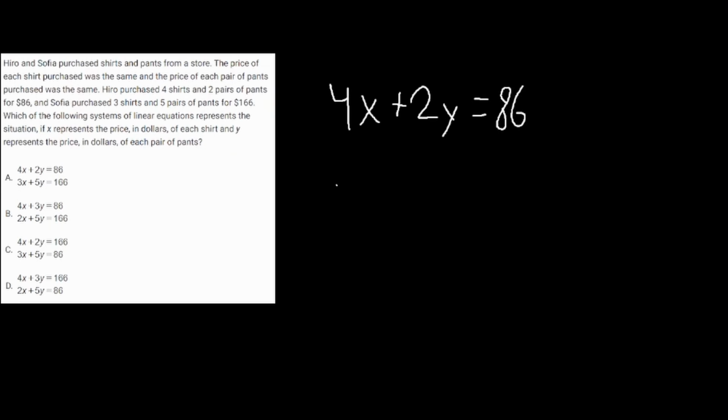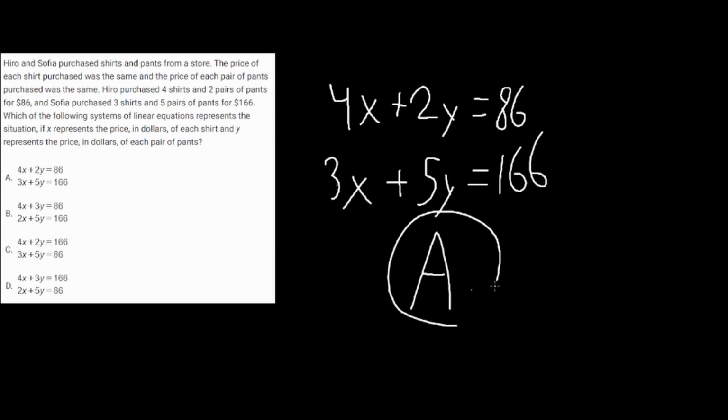Similarly, Sophia purchased 3 shirts, so 3 times X, and 5 pairs of pants. And we know that equaled $166. And so, if we look at our answer choices, we can see that A matches with what we have written down, so that is our answer.